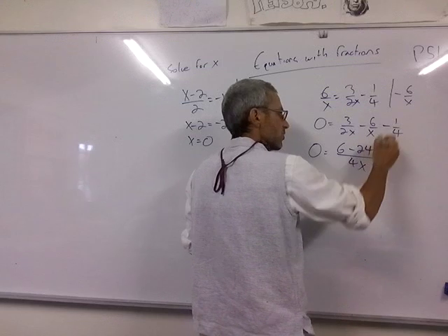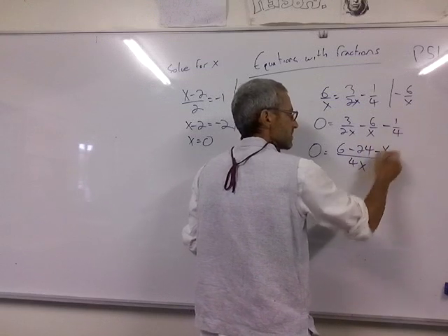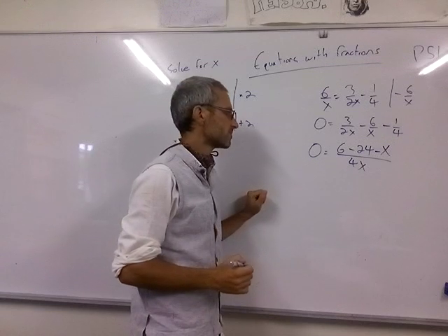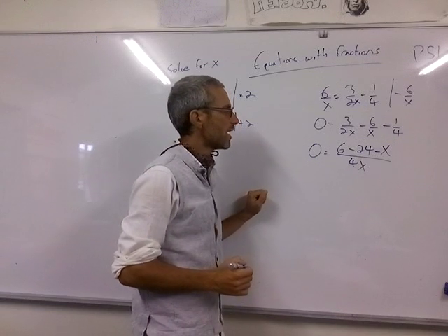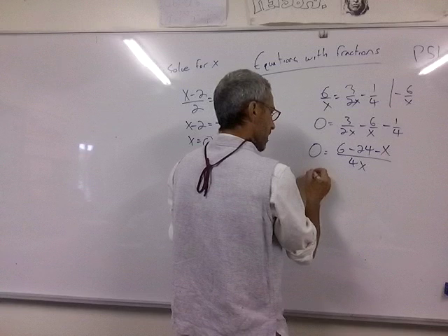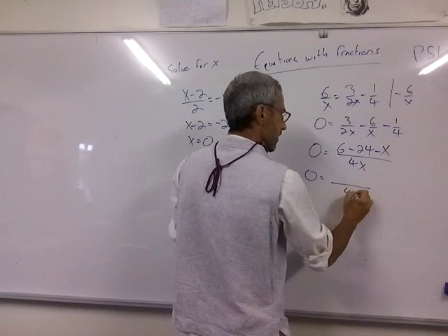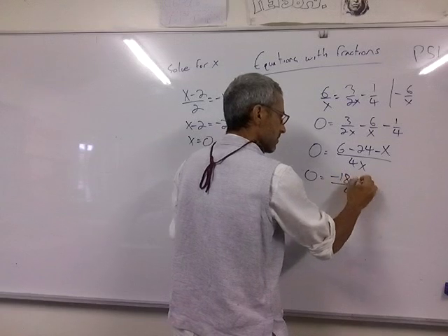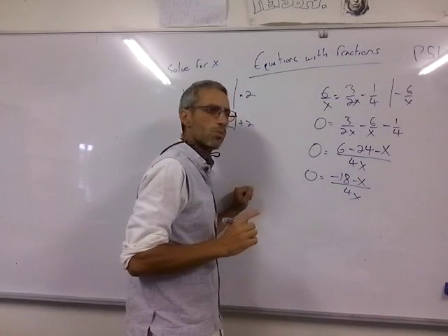This 4, this one sits on 4. Now it's on 4x. You're right, I need to multiply the 1 by x. So it's going to be minus x. Can you also write minus 1x? Yes, no problem. Now, I'm going to just rewrite this. 0 equals 6 minus 24 over 4x, which is minus 18, minus x. Now, what should I do?